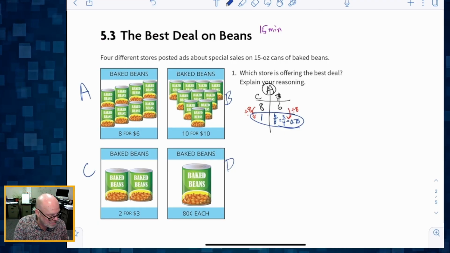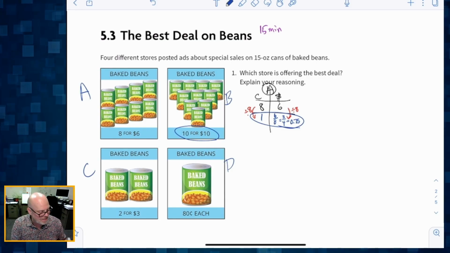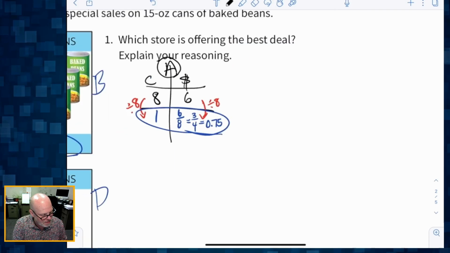Now let's do option B. Option B is 10 cans for $10. Well, that's pretty darn easy.